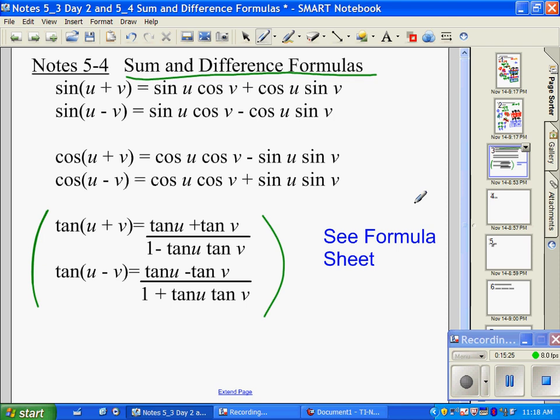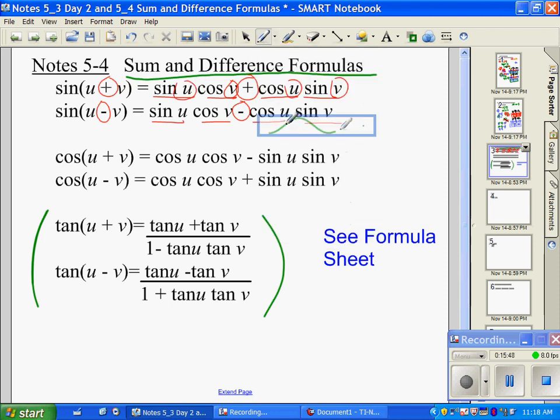Do you notice that the sine formula starts out sine u, cosine v, and then the sign matches the sign in the formula. And then it switches to cosine of, you already took v, so now you take u, sine, you already took u, so now you take v. Same with the second one.